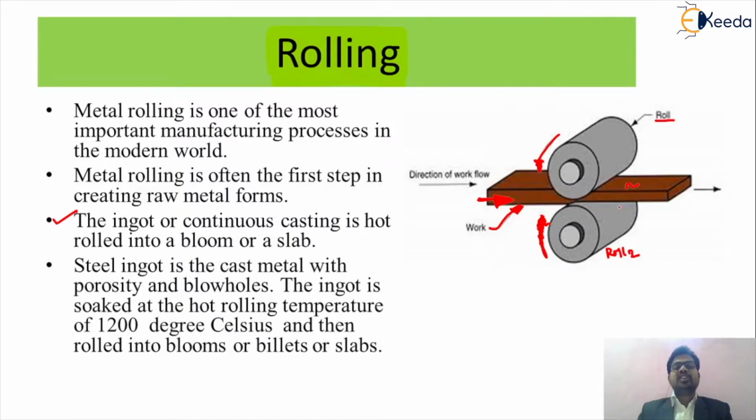So friends, as shown in the figure, if you want to understand the steel rolling mill, the steel ingot is the cast metal with porosity and blow holes. The ingot is soaked for hot rolling at a temperature of about 1200 degrees Celsius, and then rolled into blooms, billets or slabs.